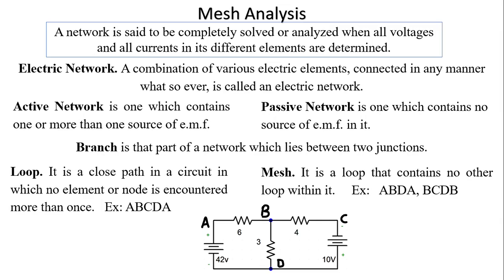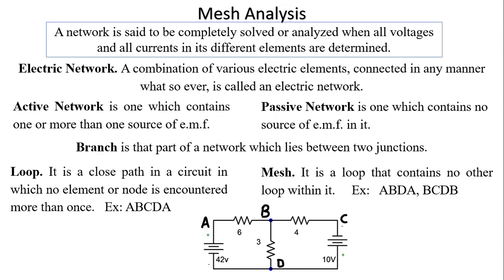Branch is another term. A branch is a part of the network which lies in between two junctions. Coming to the next one, loop. Any closed path is called a loop. A closed path that will not have any closed paths within it is called a mesh. A mesh is a loop that contains no other loops within it. So that's called a mesh.